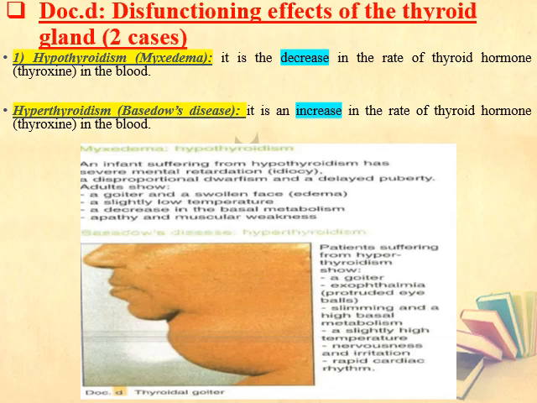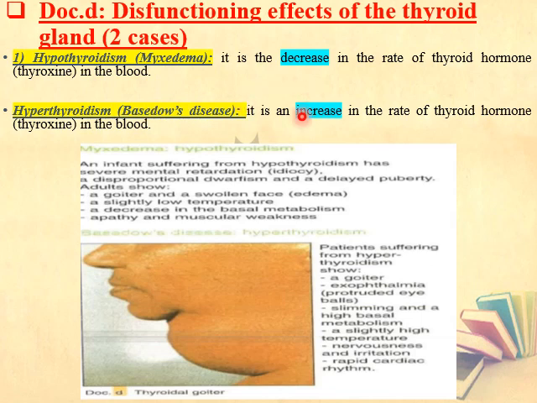Finally, we are going to move to two cases, the dysfunctioning effects of the thyroid gland. We are going to see what we will suffer from if there is a problem in the thyroid gland. If we have a decrease in the rate of thyroid hormones in the blood, if the gland is not secreting enough thyroid hormones, we will suffer from a case called hypothyroidism. Hypo means low. Low concentration of thyroxine or thyroid hormone in the blood leads to hypothyroidism. It has another name, myxedema.